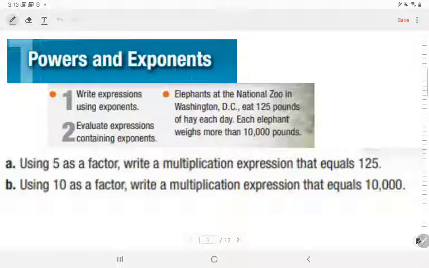So use 5 as a factor. Write a multiplication expression that equals 125. Well, we could write 5 times 5 times 5. That would equal 125. Good.